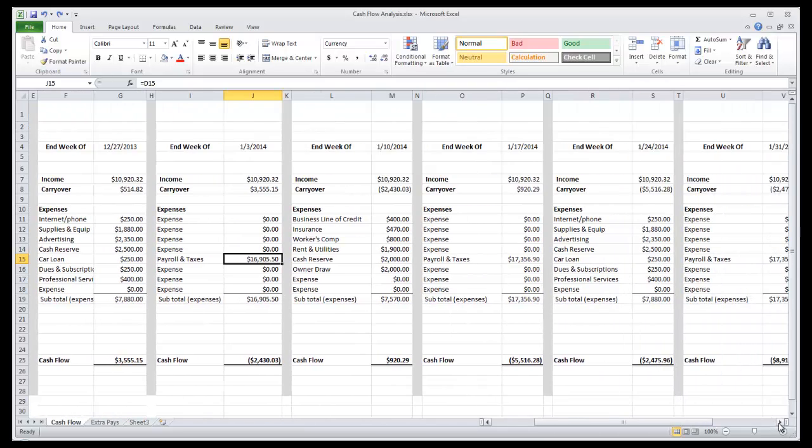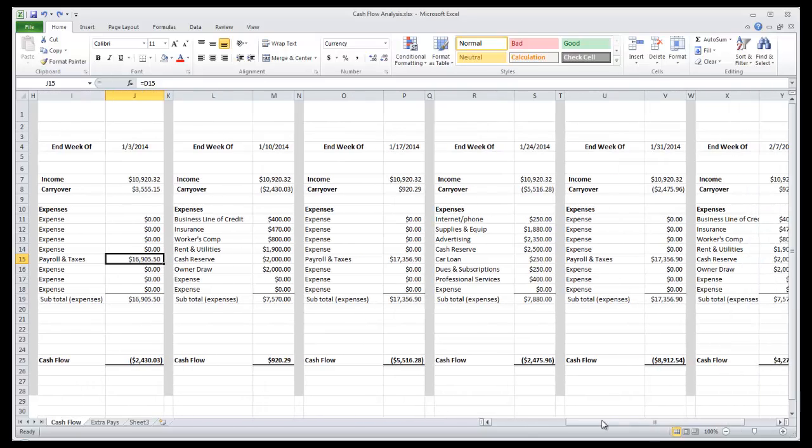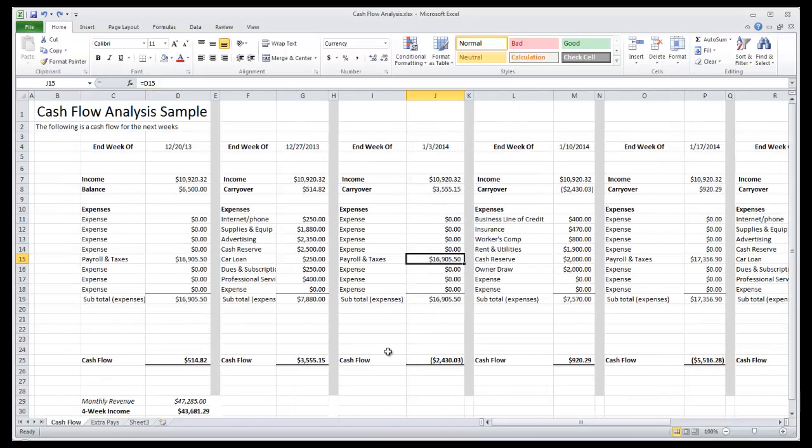As the weeks go on, we keep getting further and further behind. That's the main reason. So what I could decide to do is delay some payments. I don't like to delay my cash reserve, but I could do that in a pinch if I had to, and then I would try to replace that a little bit later.